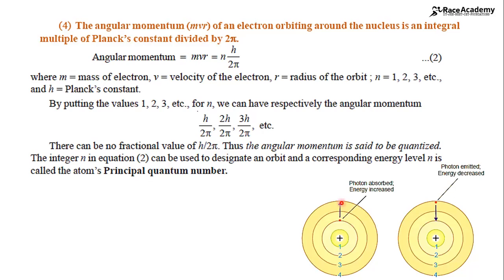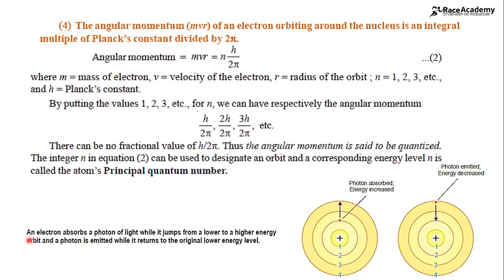The electron starts jumping from this level to this level, and after that jump the photon emits energy. The energy is decreased. So these are the two pictures giving clarity about how an electron absorbs a photon of light while it jumps from a lower energy level to a higher energy level. In this picture I am showing an orbit, and a photon is emitted while it returns to the original lower energy level. So this is the picture telling about how it returns back to the original energy level. These are the main points.